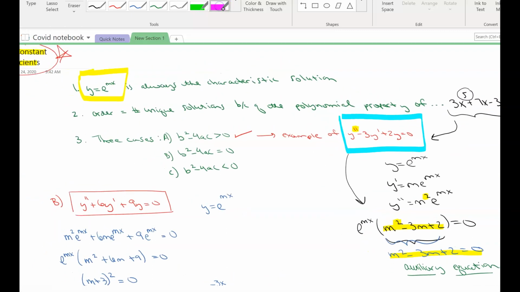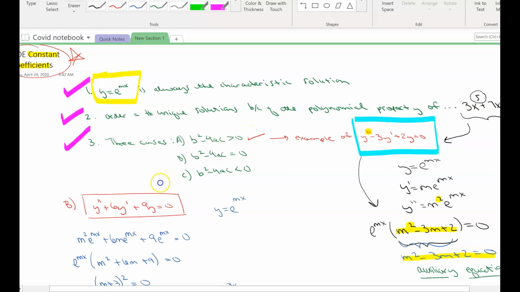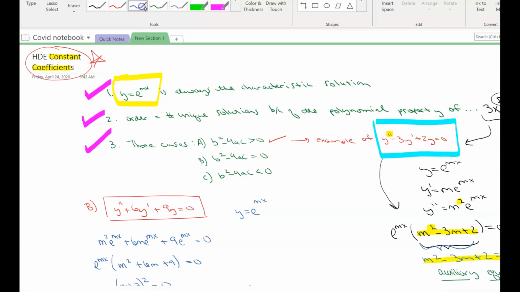Okay, so as far as HDEs with constant coefficients, we've talked about property 1. Incomplete for my all boys section because you don't see how it is that e to the mx relates or includes sinusoidal functions. We'll get to that. Property number 2 we just discussed. Okay, property number 3 we've partially discussed. So there are 3 cases when we start looking at, and you'll see here because I'm focusing on degree 2, okay? Actually, I'll just do this.